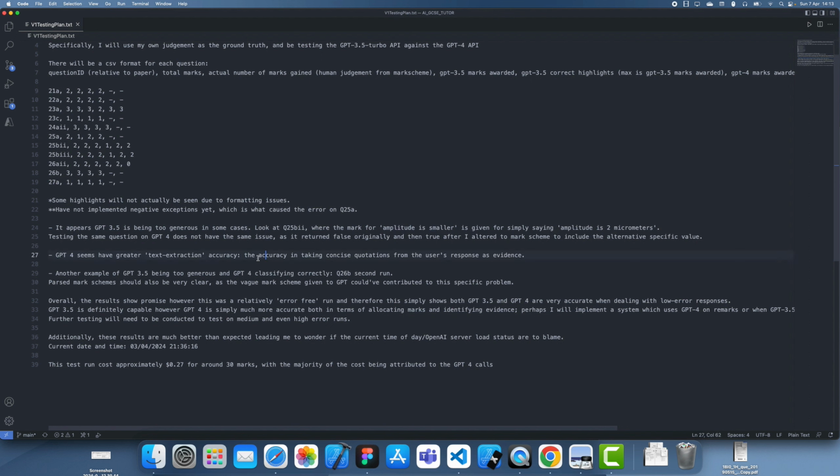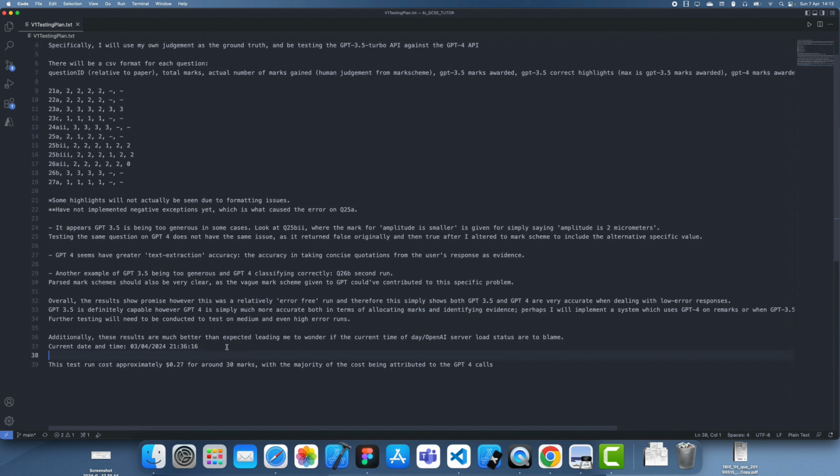GPT-4 also had greater text accuracy, so this was what I was talking about, where GPT-3 wasn't able to get the correct highlights, but GPT-4 was. Same sort of thing, GPT-4, you can see these. So obviously I'm going to have to change the mark scheme format a little bit, but it shouldn't be too hard. And yeah, overall these are some good results. So I'll get further testing with a bit more less accurate answers, and we'll evaluate the accuracy of GPT-3 and 4 further.